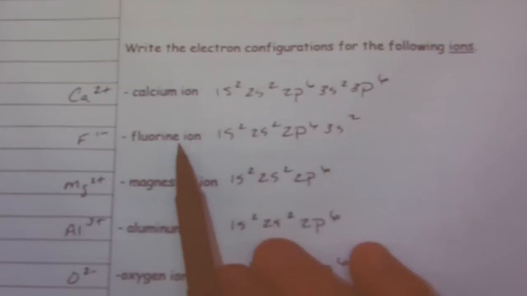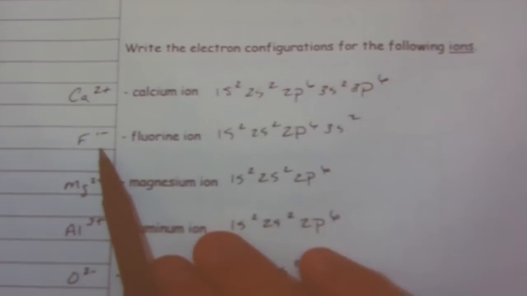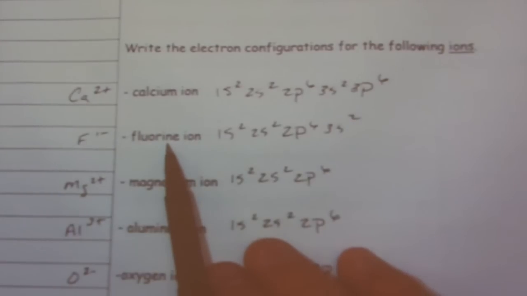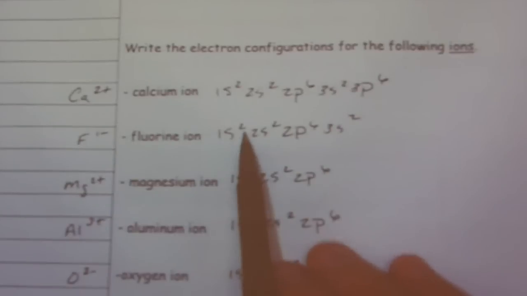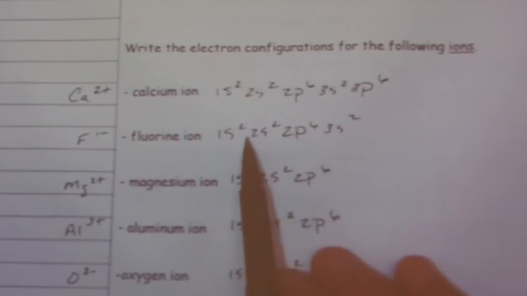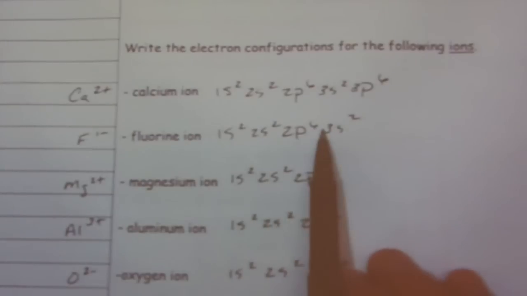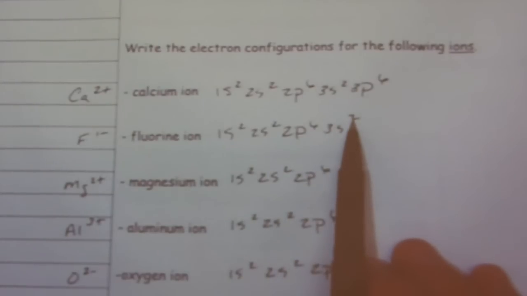Fluorine ions. Fluorine ions want to gain 1 electron to become F-1 because they're in that 7th column. So when they do that, they become 1s2, 2s2, 2p6. So fluorine ion is going to have not 9 electrons, but 10 electrons, okay?